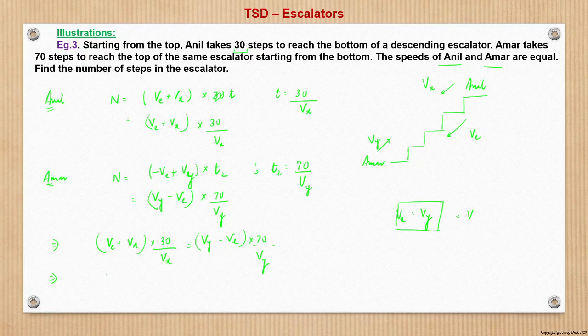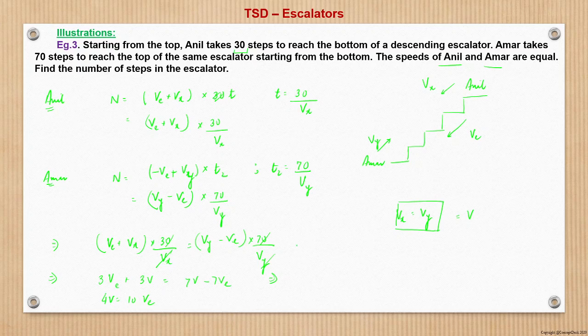Right. So V cancels out, Vx and Vy are the same so this also cancels out. What remains is 3Ve plus 3V is equal to 7V minus 7Ve. So from here we can say that 10Ve is equal to 4V.